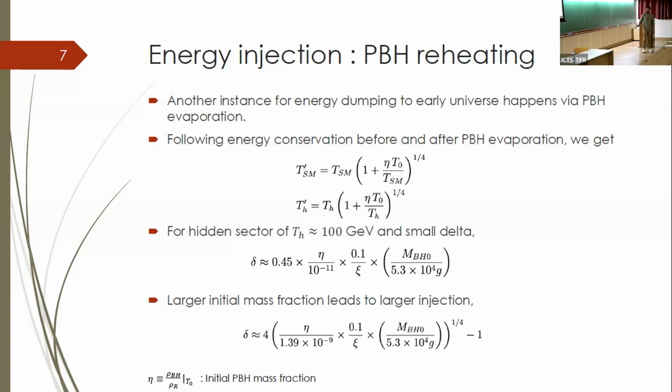And eta here corresponds to the initial mass fraction of the PBH. Again, if you want some numbers, if your hidden sector is at the 100 GeV energy scale, then a delta can be 0.45 for an eta of 10^-11 and a chi of 0.1, where the PBH mass is roughly 10^4 grams. For a larger energy dump with the same PBH mass, you need a larger eta, here roughly 10^-9. So this is another example where you can have some amount of energy injection into the early universe.